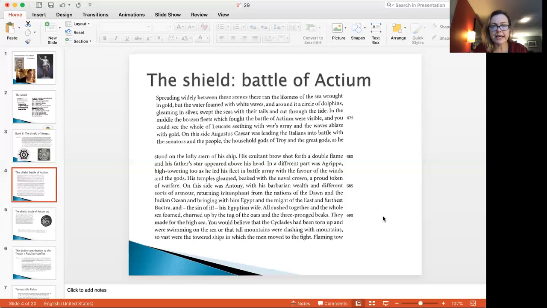And so all rush together, and there is a fight. They meet on the high sea. You would believe that the Cyclades had been torn up and were swimming on the sea, or that tall mountains were clashing with mountains. So vast were the towered ships in which the men moved to the fight, right? So we get this very dramatic description.